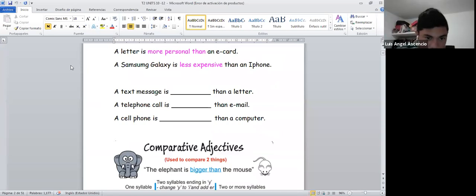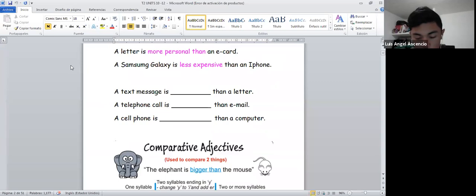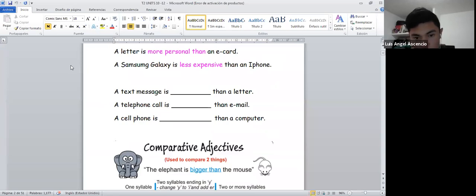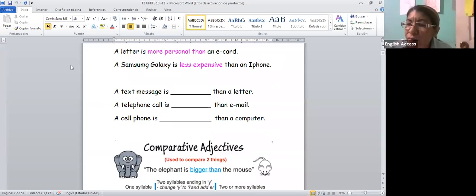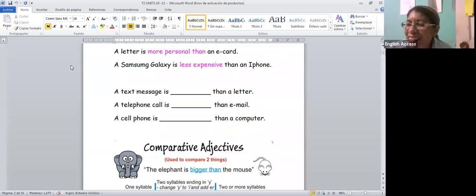Okay. So let's begin with the first one, a text message. A text message is quicker than a letter. Yes. A telephone call is more convenient than email. Yes. A cell phone is less expensive than a computer. Excellent, correct.